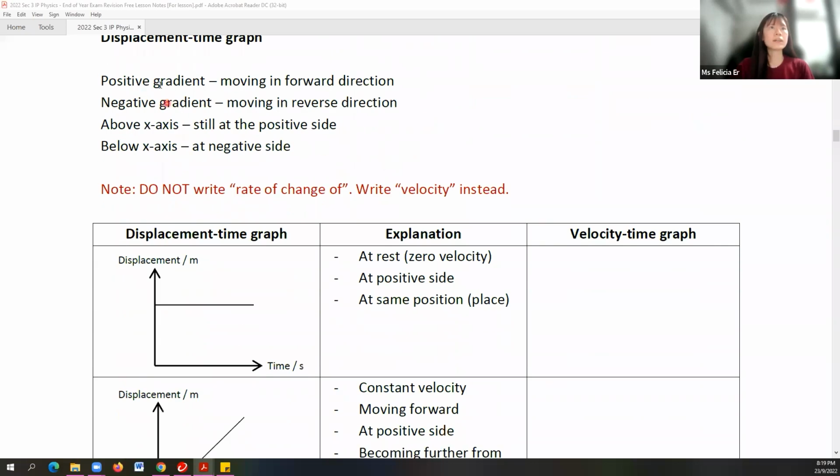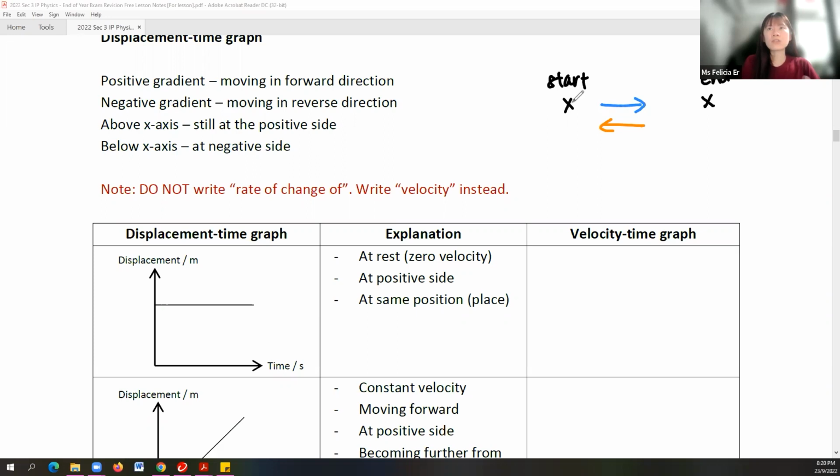So if it is a positive gradient, it means that it has velocity. That means it's moving, and it's moving in the forward direction. For example, if this is the start point and this is the end point, a positive gradient means my object is moving forward. If it's a negative gradient, it's moving in the reverse direction.